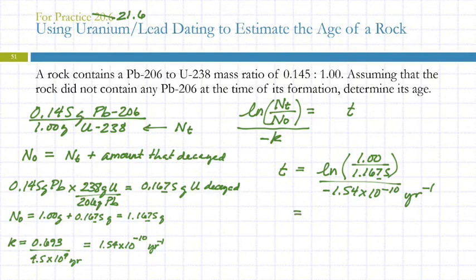So natural log of 1 divided by 1.1675 divided by negative 1.54 EE minus 10. And we get 1.01 times 10 to the plus 9 years. And that's the way you're supposed to do it.